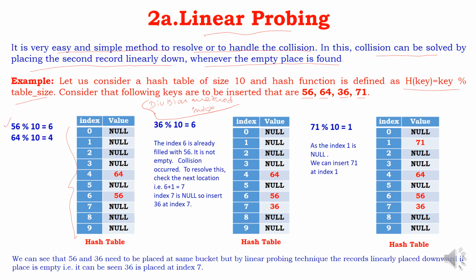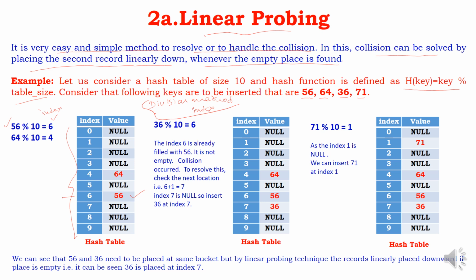56 percentage 10. The table size is 10. So 56 percentage 10, the hash function generates index 6. So 6 is your index, and in the place of 6, 56 is placed in the table.